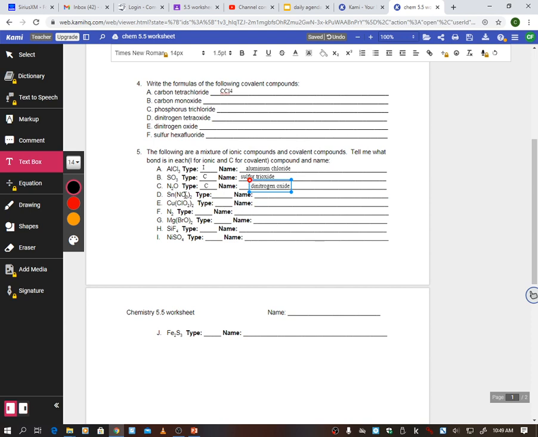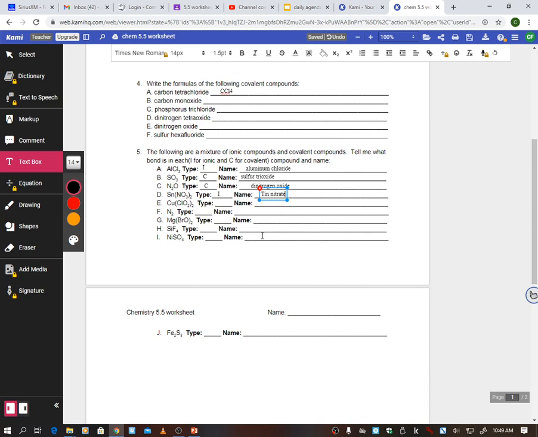Sn(NO3)2. So as soon as I see this NO3, that's one of those polyatomic ions off of that sheet. It is an ion, so it is going to be an ionic bond. So I'm going to name this thing. Sn is tin, NO3 is nitrate. Then I have to ask myself, do I know the charge? And unfortunately, I do not know the charge of tin.